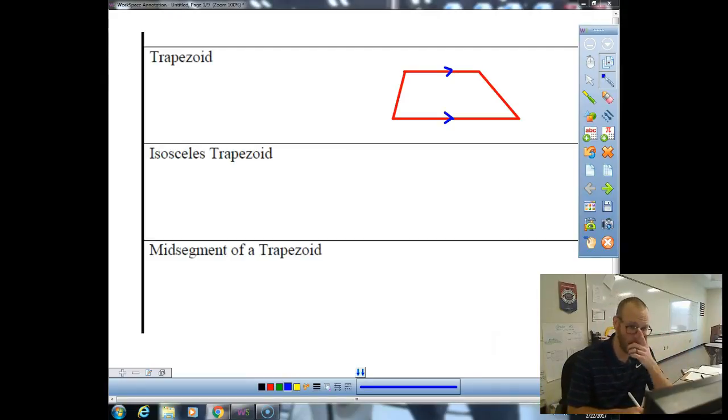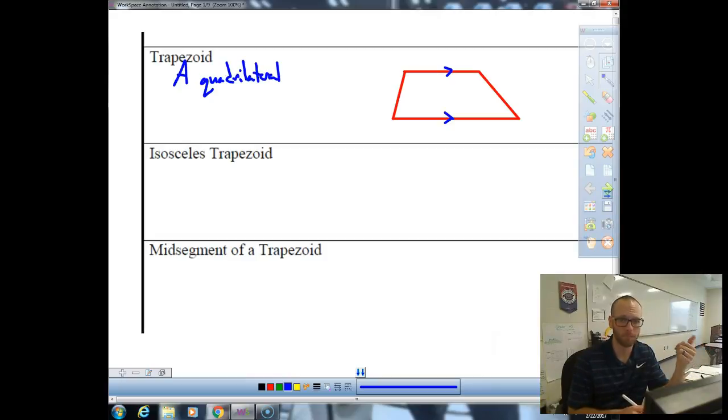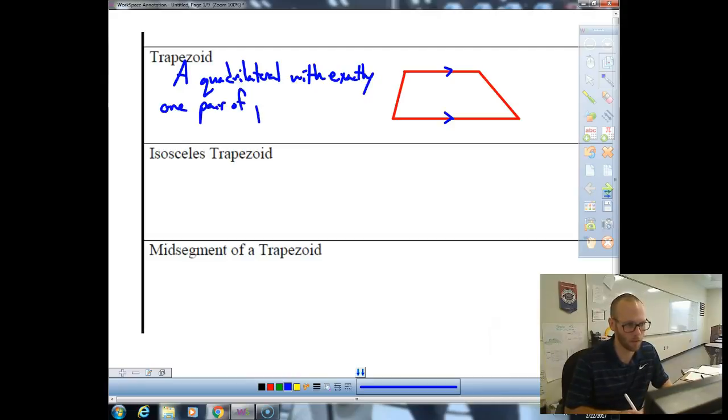So we're going to define a trapezoid first off to be a quadrilateral. Now that's different from rectangle, rhombus, square. We started by saying it's a parallelogram with different features. A trapezoid, like I just stated, it's not a parallelogram. So we start by saying it's a quadrilateral with exactly one pair of parallel sides.